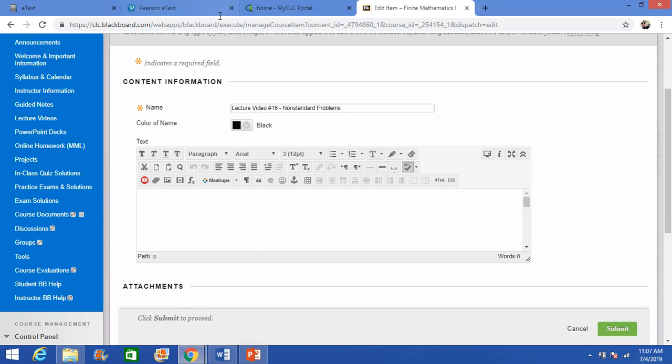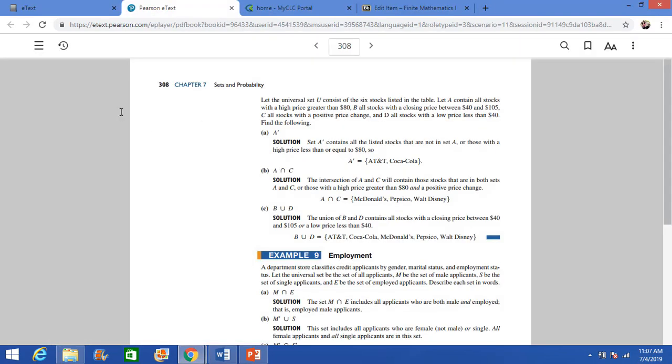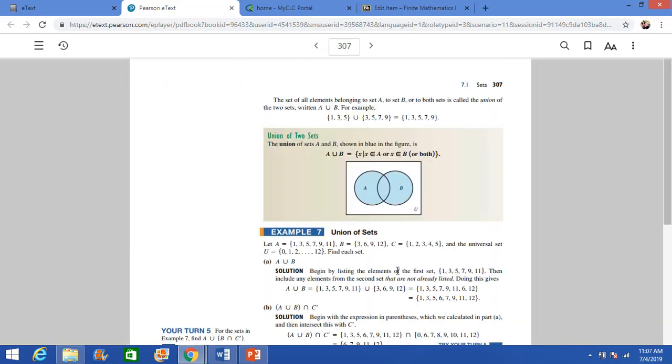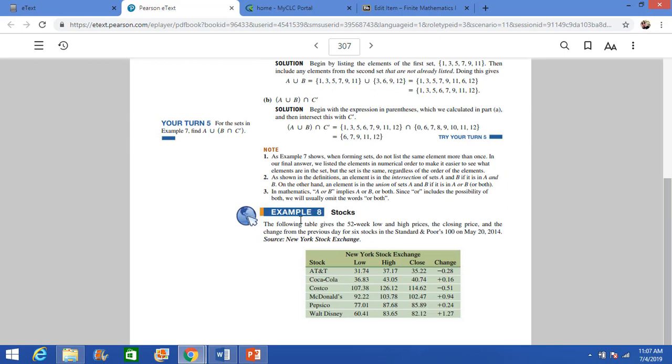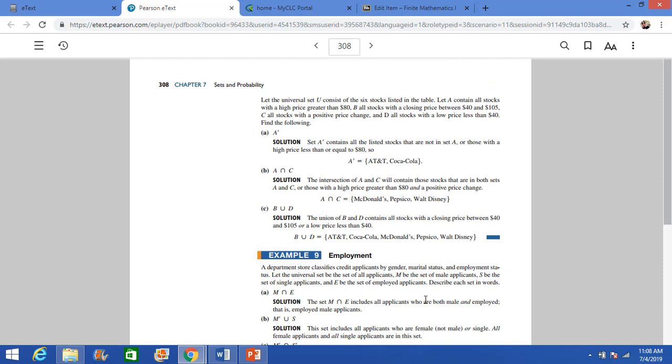Hold on, because I want to go to Pearson here. Okay, so if we go here, it says for the following table of 52-week low high prices, the closing price and the change from the previous day for 6 stocks on the Standard & Poor's New York Stock Exchange is listed below. And so now they're asking us some questions here.